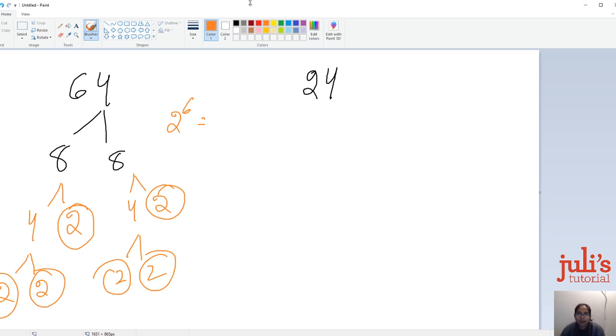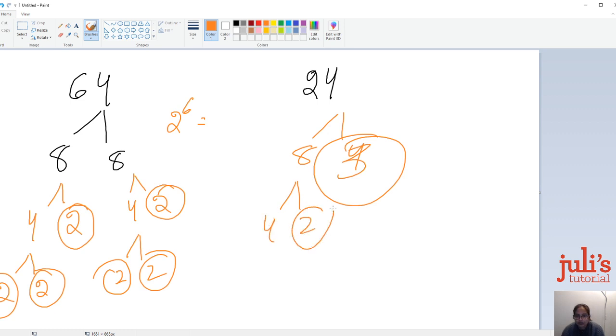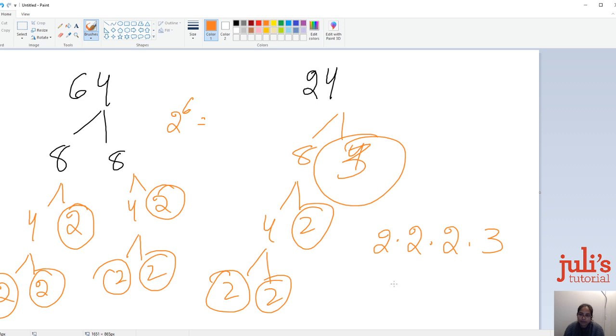And then in the meantime, I'm going to break this one down. We have 8 and 3. 3 is a factor, prime. Then I have 4 and 2. 2 is a prime. 2 and 2, prime and prime. We do 2 times 2 times 2 times 3.